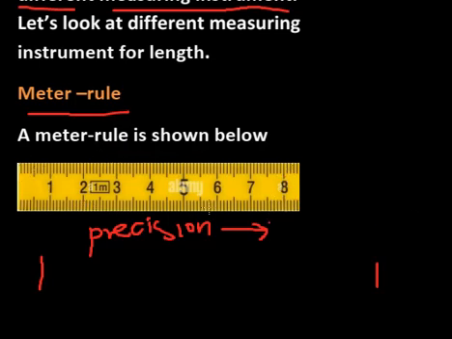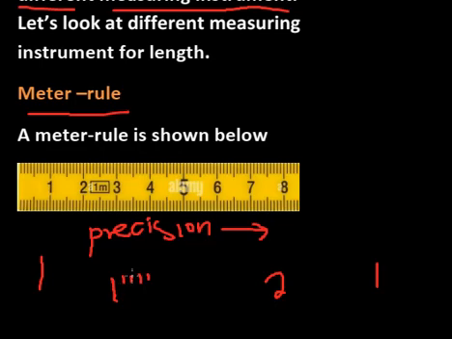As you can see in this meter rule, between the intervals, each small unit of the measurement, each small line, is 0.1. Now let's see between 1 and 2. Before I get from 1 to 2, there are small intervals, and each of these small intervals is 0.1. So if I have 1, I'll have 1.1.